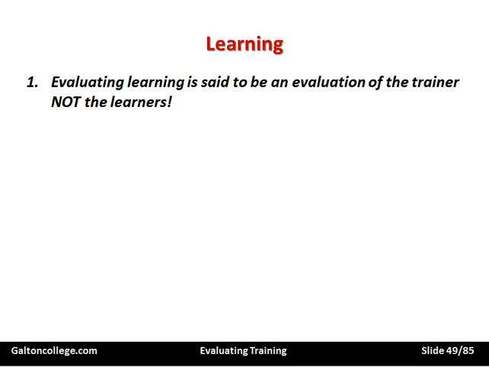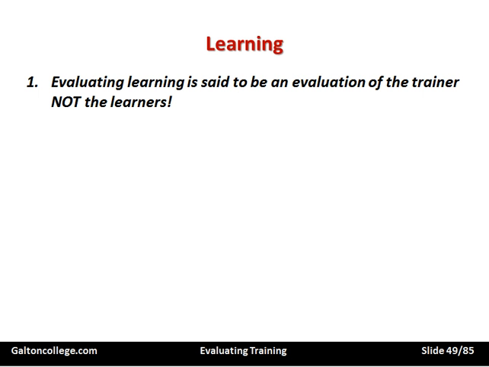Evaluating learning is said to be an evaluation of the trainer, not the learners. Well, that is often held to be the case, particularly in education, that the teachers are measured by the success of the students. But that also is flawed. If the trainer is setting the test, then why not set a simple test so that everyone will pass and the trainer will look good? But a simple test may reflect poor quality. Now, these are issues, and there are issues in education, there are issues in training.